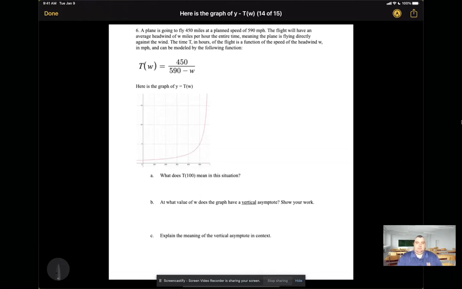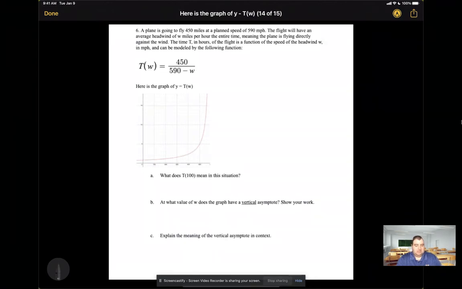Number 6, a plane is going to fly 450 miles at a planned speed of 590 miles per hour. The flight will have an average headwind of W miles per hour the entire time, meaning the plane is flying directly against the wind. The time t in hours of the flight is a function of the speed of the headwind W in miles per hour and can be modeled by the following function. Here is a graph of t of W.